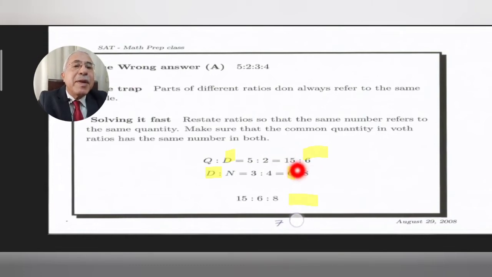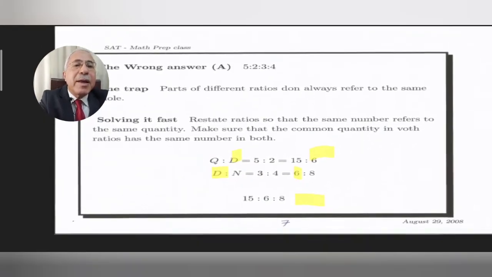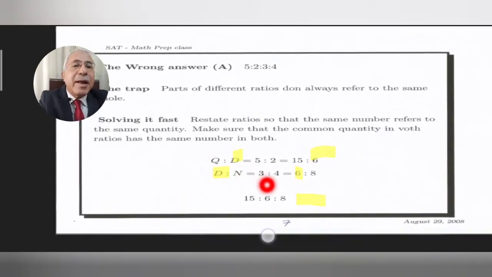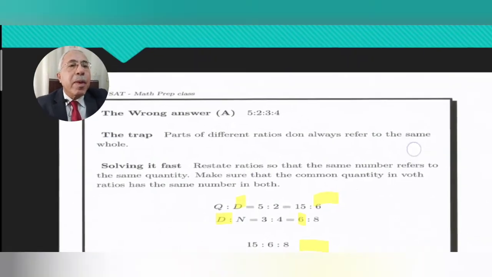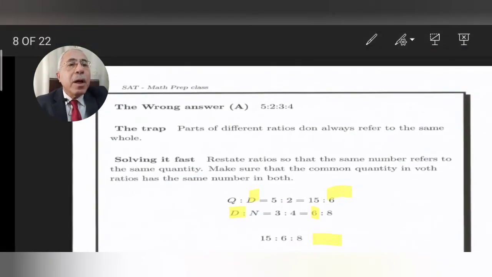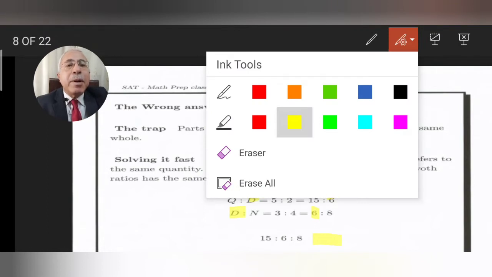Why? 15 is divisible by 3 and 5. 8 is divisible by 2 and 4. So there is no simplification here. So what will the answer be? The answer will be 15 to 8. So this is the answer of this trap 3. Okay. Now let's move to trap number 4 and see how I can deal with it.